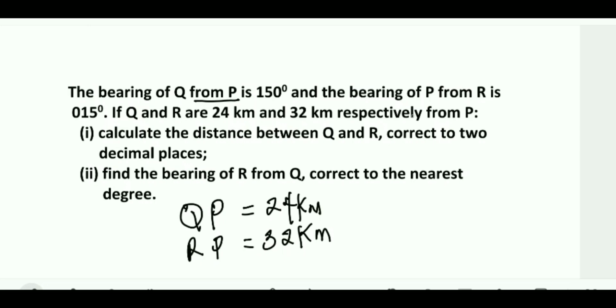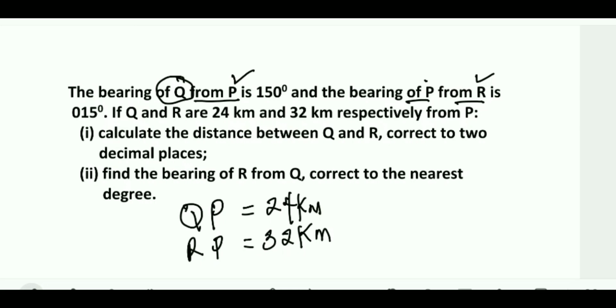And the bearing of P from R, that means for you to get the position of P, you start from R. You can see how these things are related. To get the bearing of Q, you start from P. To get the bearing of P, you start from R. So the main basis here is R. When we know where R is, we know where P is. When we know where P is, we know where Q is. So, where is R? That's the question.